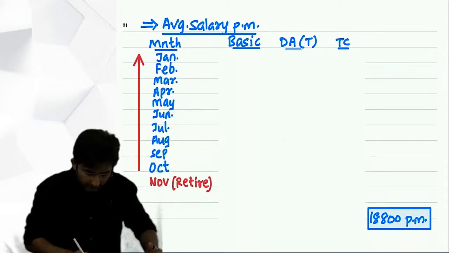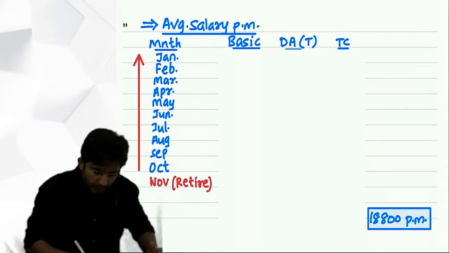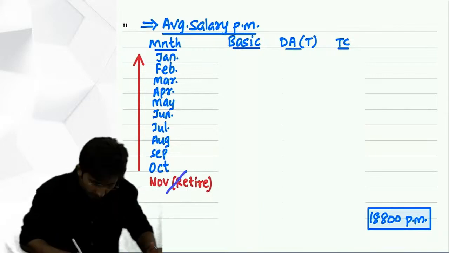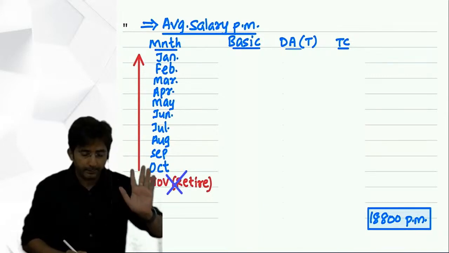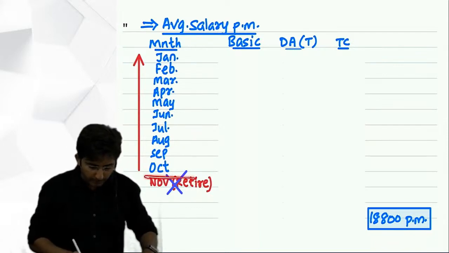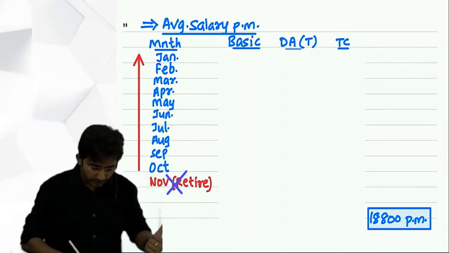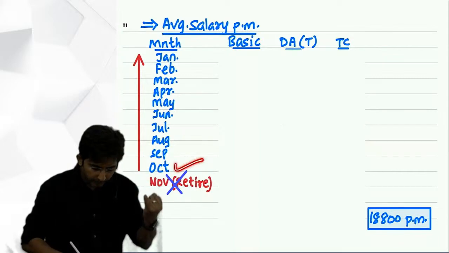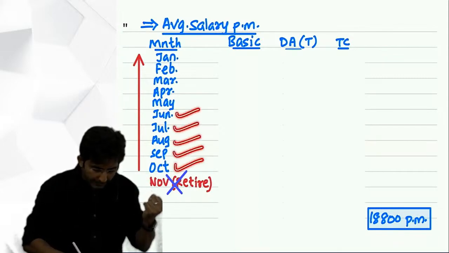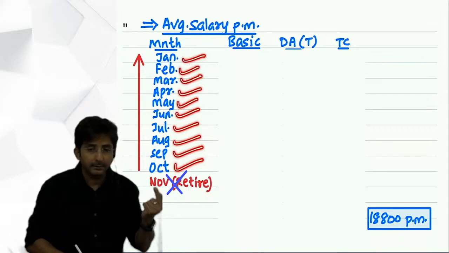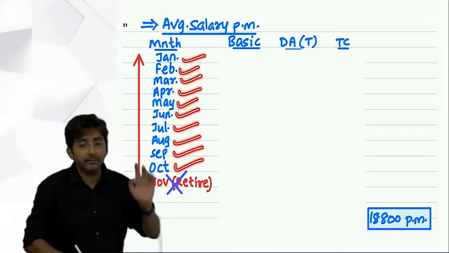When did he retire? November. So month of retirement I should ignore. I am putting a cross mark. Means I have ignored it. Now ignore November. Now count 10 months. 1, 2, 3, 4, 5, 6, 7, 8, 9, 10. So the 10th month is Jan.